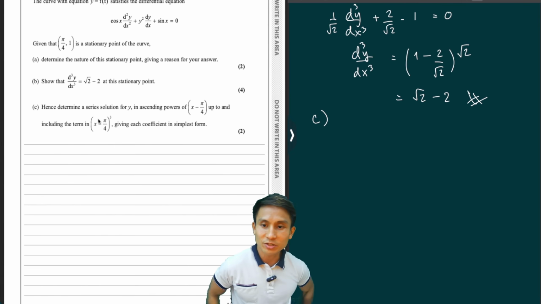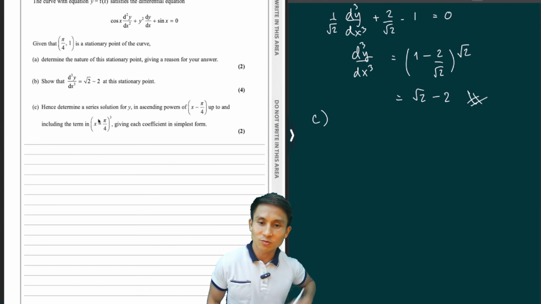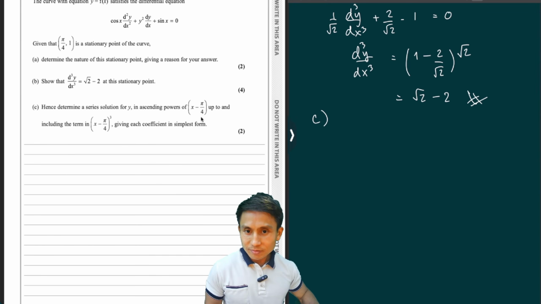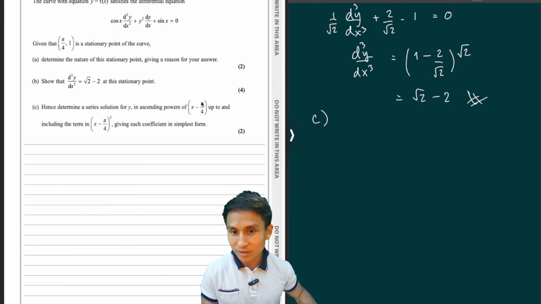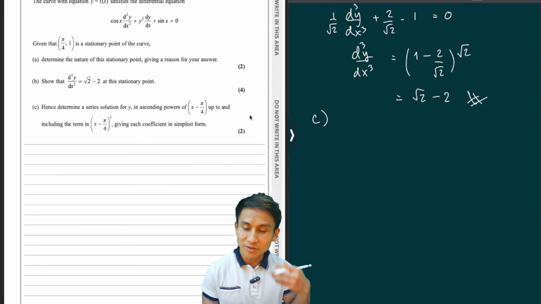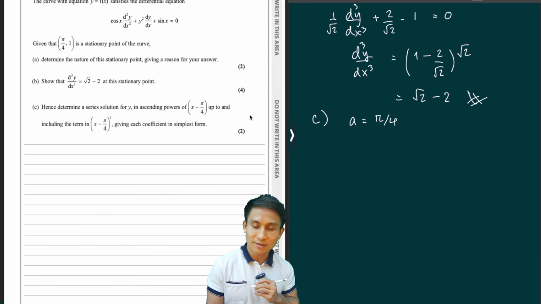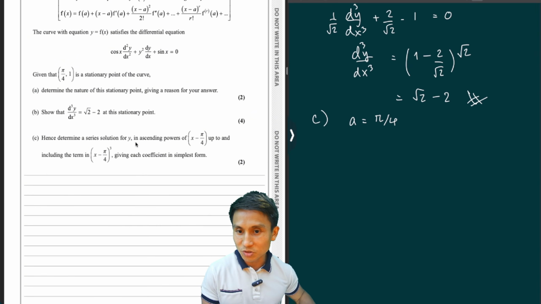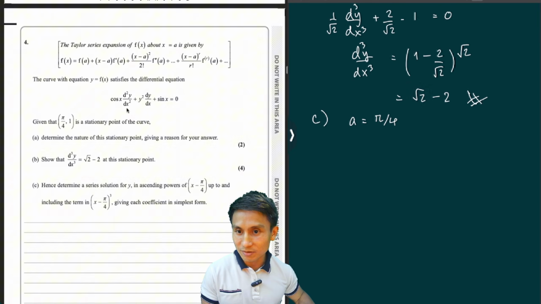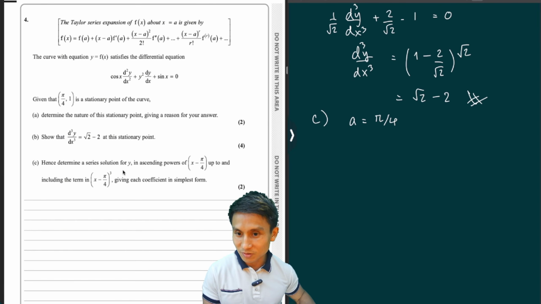Part C. Hence determine a series solution for y in ascending powers of that. Right. So if you see ascending powers of something not x, we're going to put the critical value of these brackets to the a. So a here is going to be pi over 4, right? And then because we want the series solution of the differential equation, right? Yeah. The series solution for y, yeah.